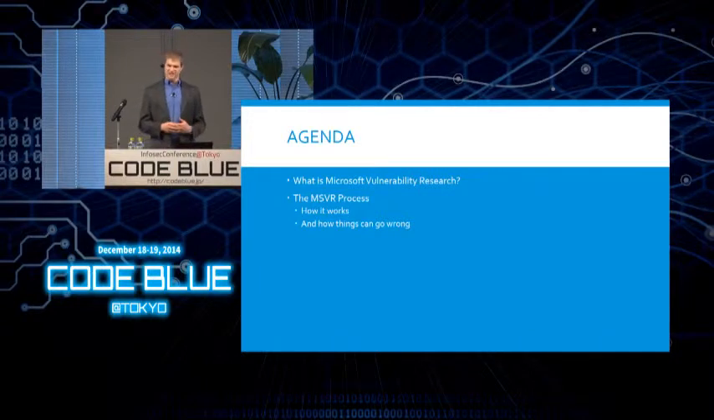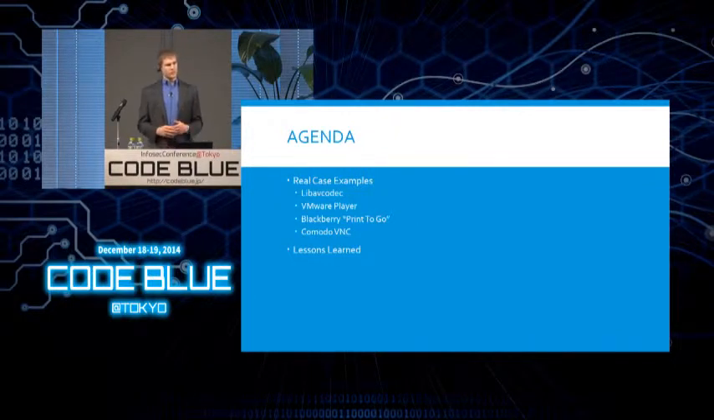What we're going to talk about today is what is Microsoft Vulnerability Research, because I imagine you probably have not heard of it, and how do we operate? What do we do, and where do things go wrong in that process? We'll talk through a few examples of vulnerabilities that we've found and reported through the program. There are 4 vulnerabilities listed in the slides, but we only are going to talk about 2 of them today. So if you're interested in the others, I can talk to you after the program.